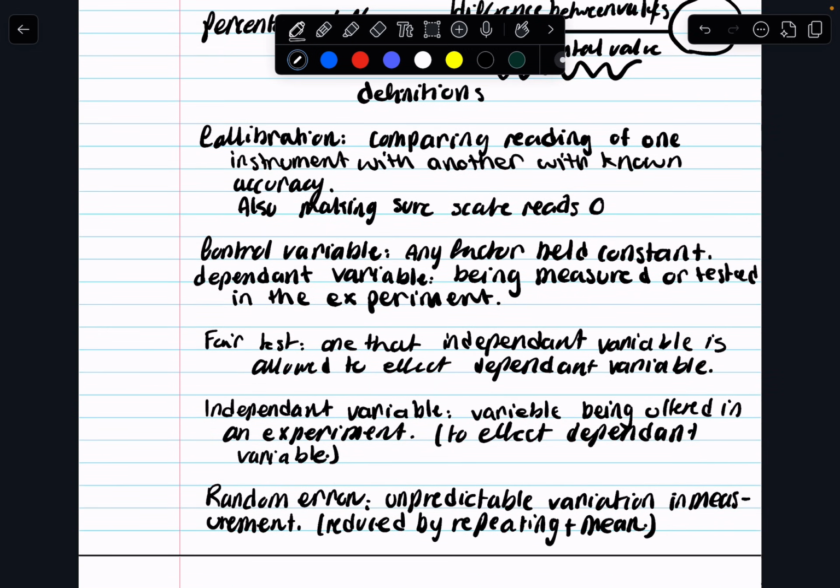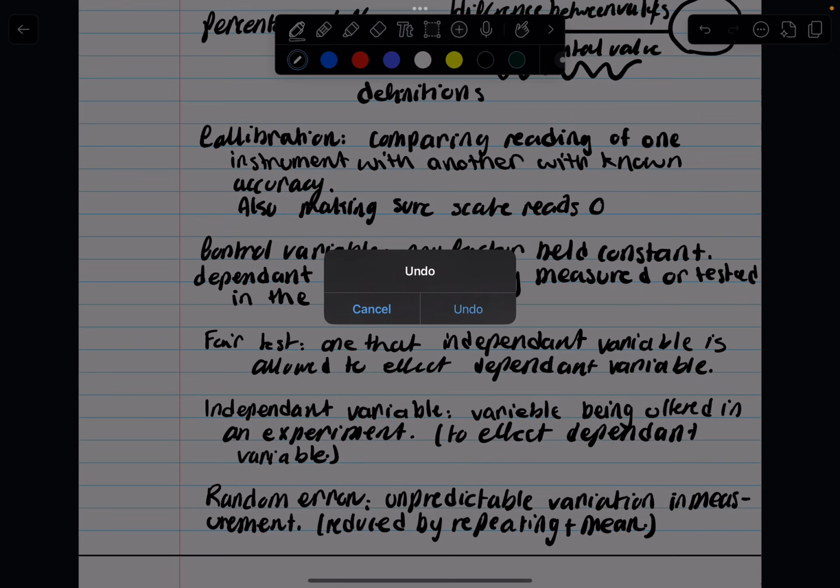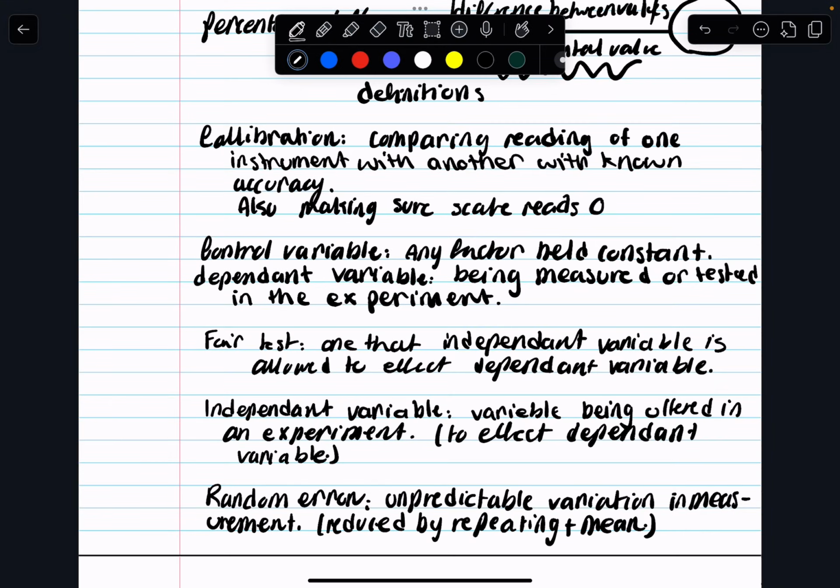Calibration is basically comparing the reading of one instrument with another that has a known accuracy. An example of this would be making sure that your scale reads 0. And then a control variable is what needs to be constant. So if I'm measuring the kinetic energy, my temperature in Kelvin actually needs to be constant. And then the dependent variable is basically what's being measured, what's being tested. What are you trying to find in this experiment, right?